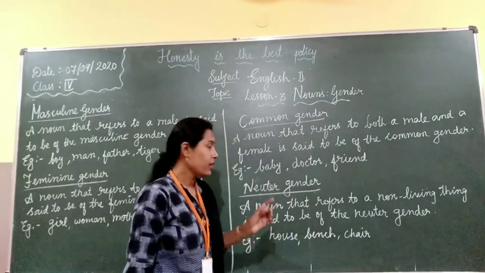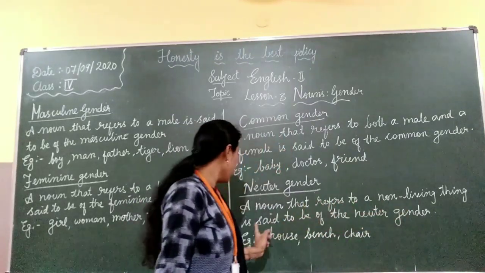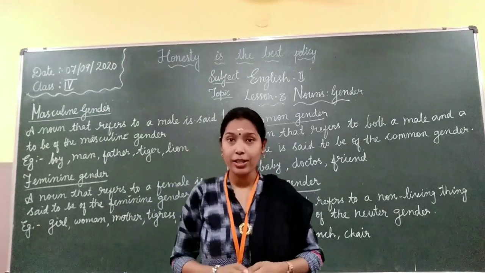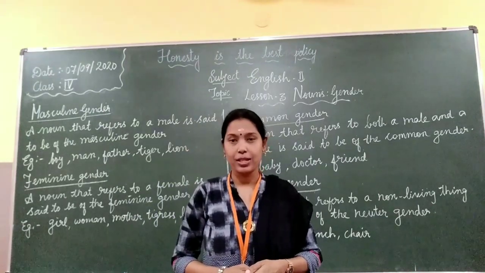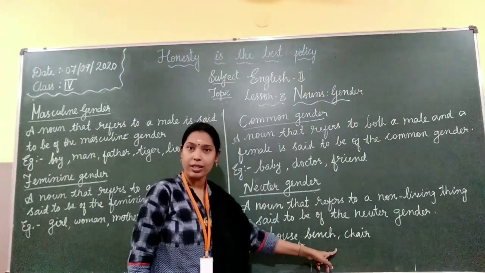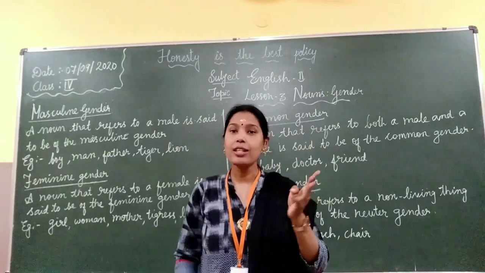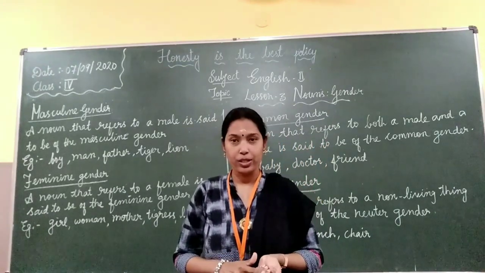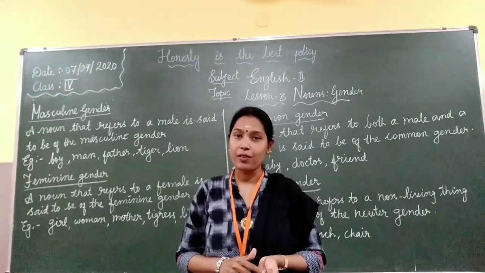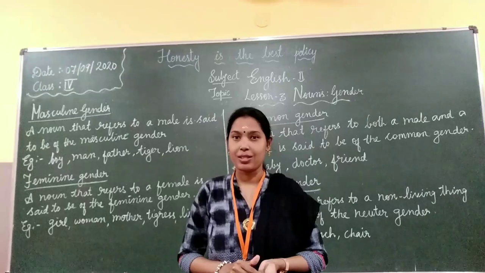Okay? Next, the last one is neuter gender. A noun that refers to a non-living being is said to be of the neuter gender. Example, house, bench, chair, etc. These are all non-living things, right? So, it refers to neuter gender. So, in English grammar, there are four genders: masculine, feminine, common, and neuter. Masculine gender refers to male, feminine gender refers to female, common gender refers to either male or female, and neuter gender refers to non-living things.